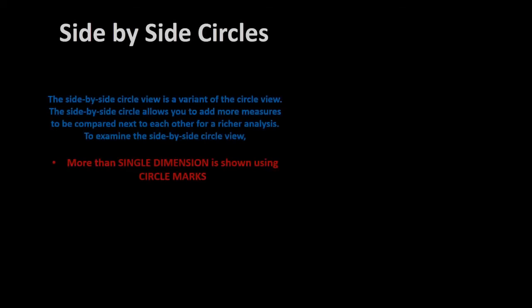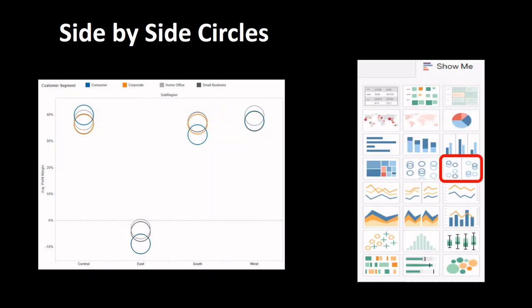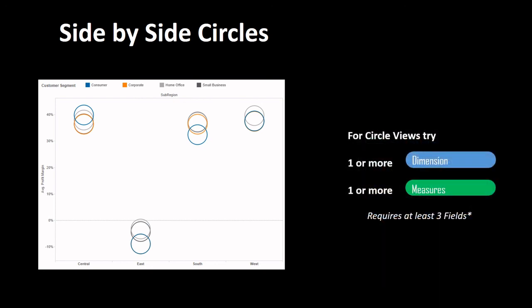The next type of chart in Tableau Show Me bar is side-by-side circles. It is a variant of circle view. It allows us to add more measures to be compared with each other. Just like circle view, it would represent many circles together over one view. For creating side-by-side circle view, one or more dimensions and one or more measures are used, but it requires at least 3 fields for this visualization.